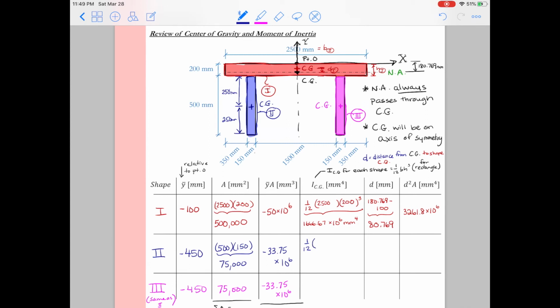Now I need to repeat these calculations for shapes 2 and 3. So for shape 2, the base, which is parallel to the neutral axis, will be 150 millimeters. The height, which is perpendicular to the neutral axis, is 500 millimeters. So 1/12 base times height cubed will give us 1,562.5 times 10 to the 6th millimeters to the 4th.